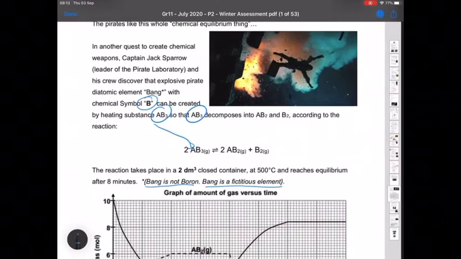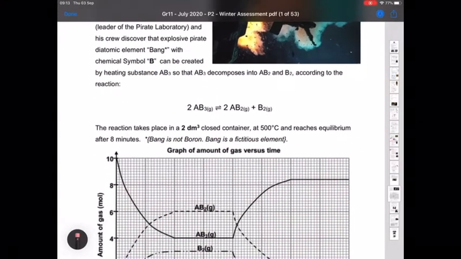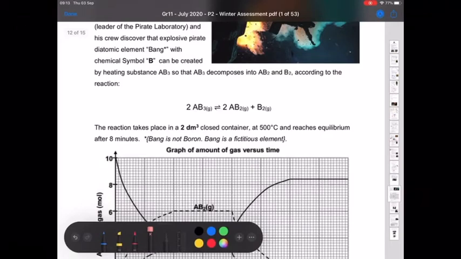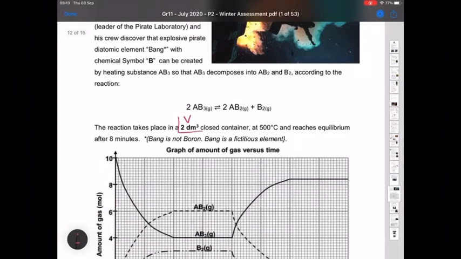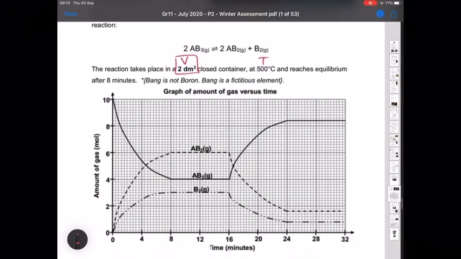And is the chemical reaction balanced? Yes, it is. So you don't need to worry about balancing it. The reaction takes place in a 2 decimeter cubed container. So please make a note that that's going to be your volume. At 500 degrees, that's temperature, so really hot, and it reaches chemical equilibrium after 8 minutes.